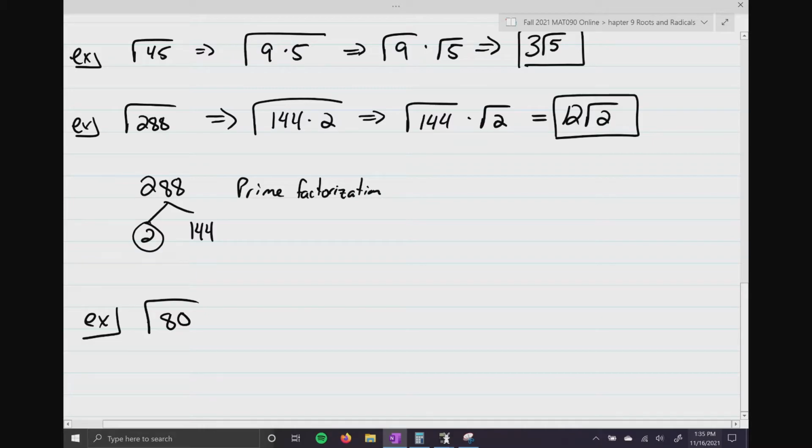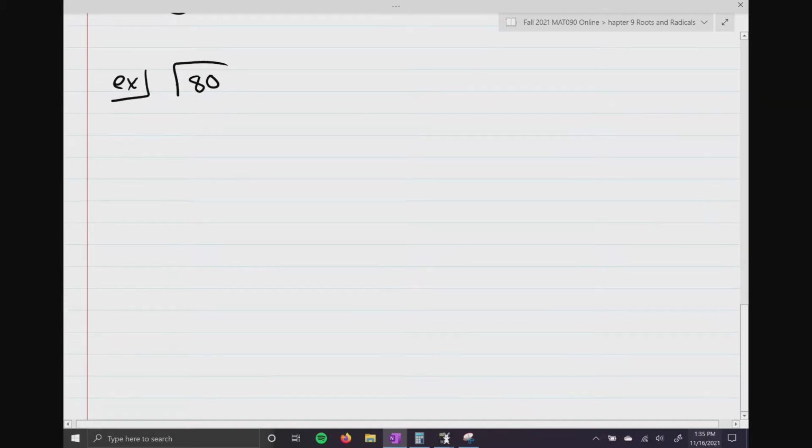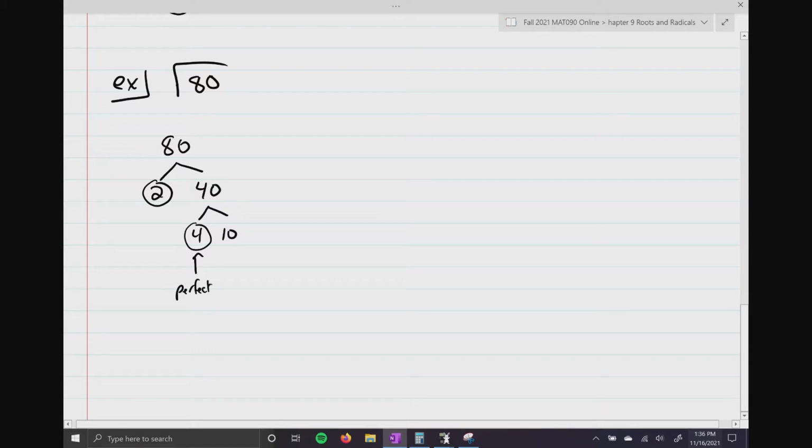All right? Well, if you can't think of a perfect square, all you got to do is prime factorize. Watch how beautiful this is. I know I can break down 80 into 2 times 40. 2 is prime. I know I can break down 40 into 4 times 10. Now, there's that perfect square I'm looking for. But also, 10 can break down into 2 times 5. And they're both prime.